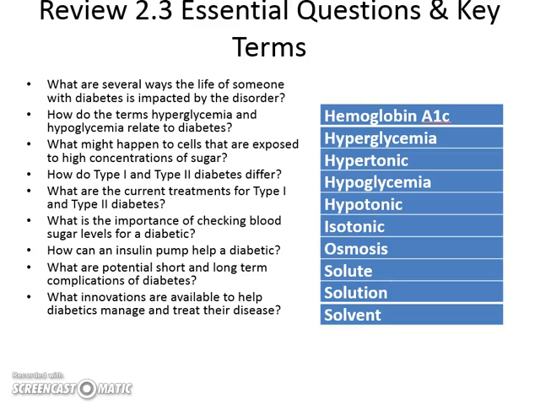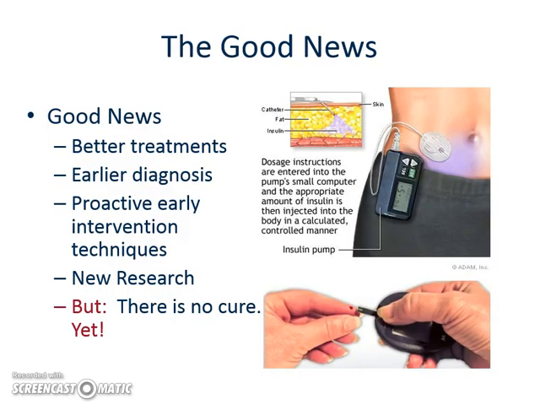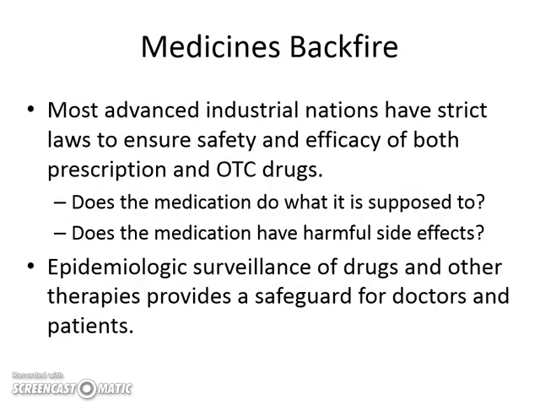To review the essential questions for 2.3, make sure you're familiar with these key terms, again, and the essential questions that they ask. The good news for diabetics is that we have better treatments, earlier diagnosis, and if you're proactive about your diagnosis, you can figure out what techniques work better for you. New research is being done every single day. There's no cure yet, but we're coming up with really amazing innovations to help with diabetes management and treatment. And that's your next task for Activity 2.3.4.